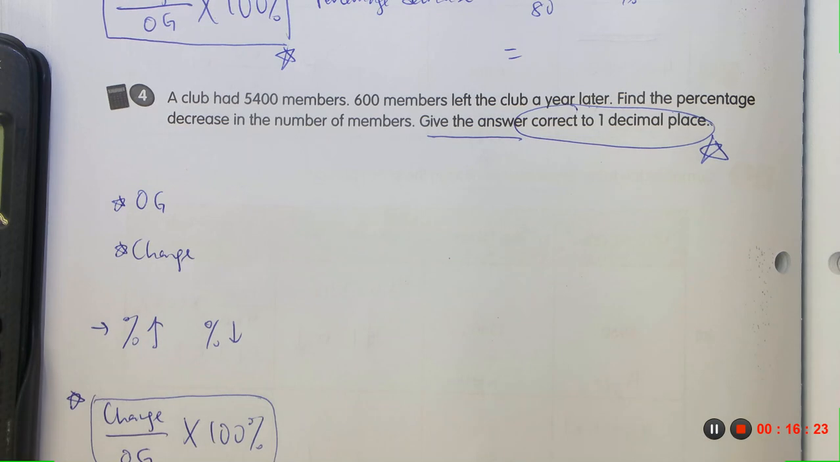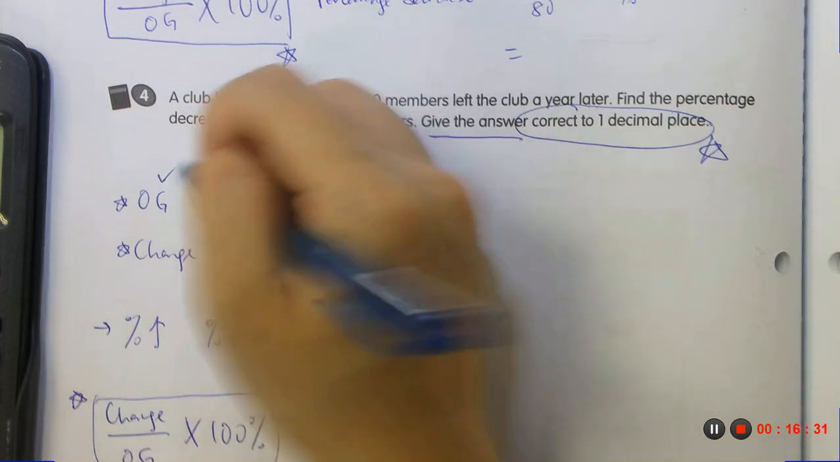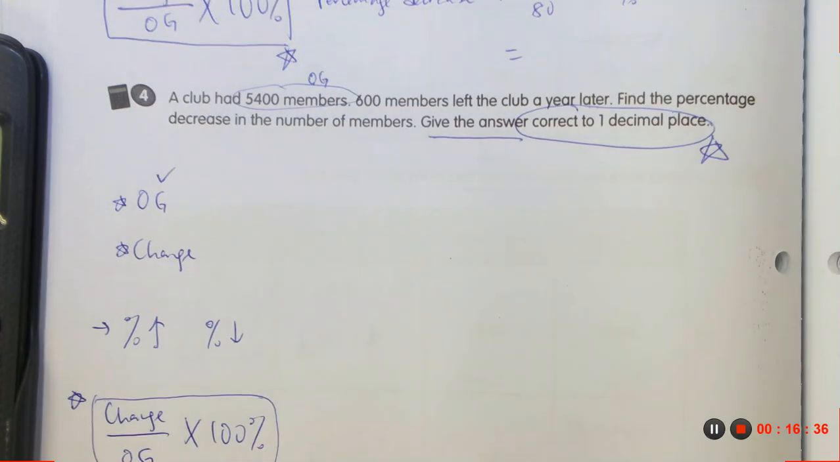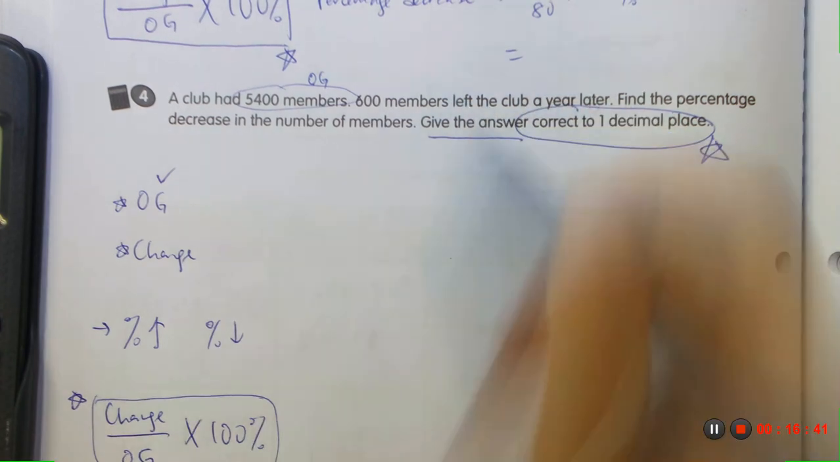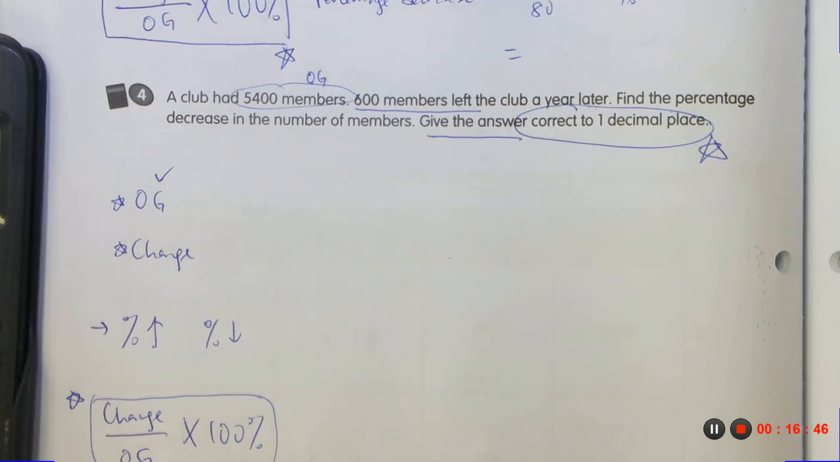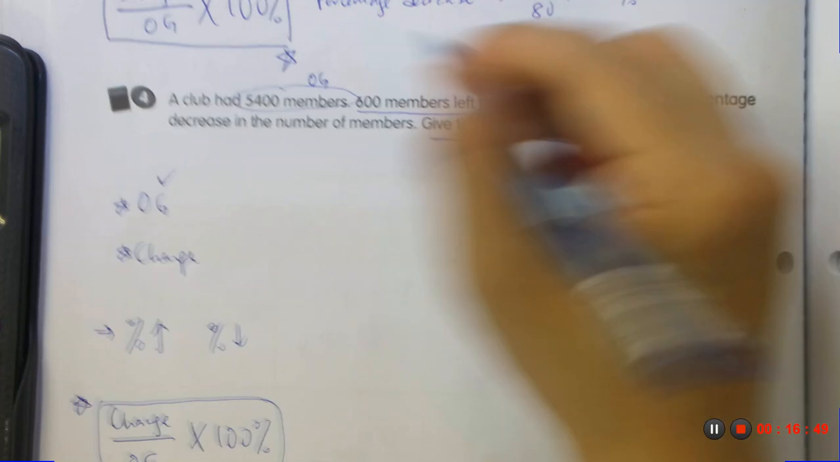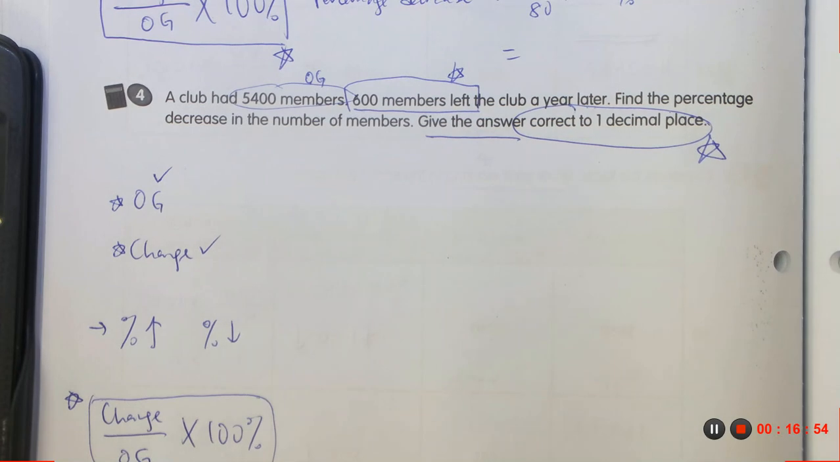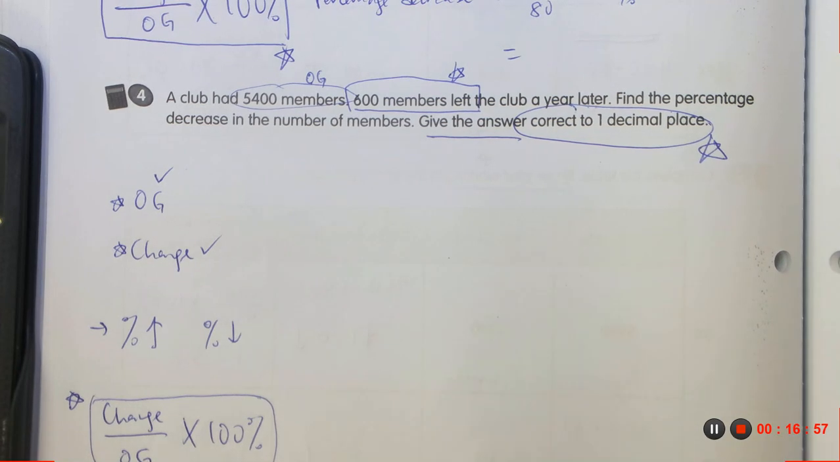Here, let's ask the next one. Okay, Zara, do we have the original amount? Yes, we have the original amount, and that is 5,400. Do we have the change already? Yes, we already have the change. What is the change? 600. How do you know that? What's the clue, the keyword? Left. Thank you very much. So the change is also given already. Is that 600 members left. So because they left, it is a percentage decrease.